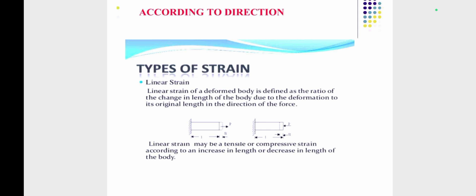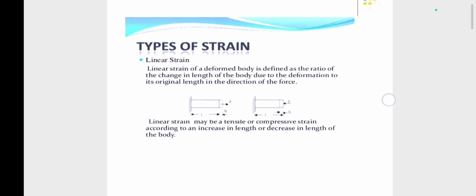First we will see what is linear strain. Linear strain of a deformed body can be defined as the ratio of change in length of the body due to the deformation to its original length in the direction of force. In the given figure, the force is applied, it may be tensile or compressive, in the direction of its axis. So change in length upon original length can be considered as linear strain.